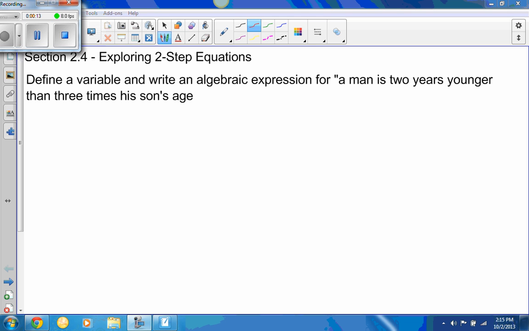So the very first thing that we're going to do is, just like this example that I have typed here, we're going to define a variable and write an algebraic expression for: a man is 2 years younger than 3 times his son's age. Define a variable. That means I need to tell what the variable means. Since we're talking about his son's age, I'm going to use an S. So to define it, I'm going to say that S equals the son's age. Okay, that's defining a variable. You're telling me what the variable means.